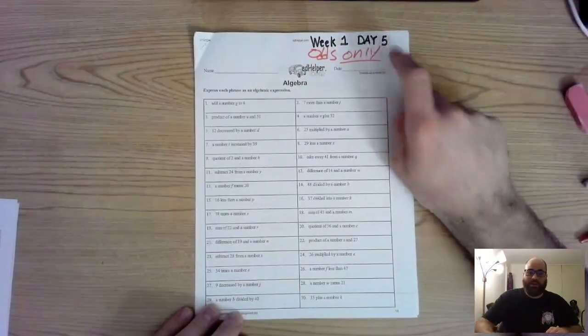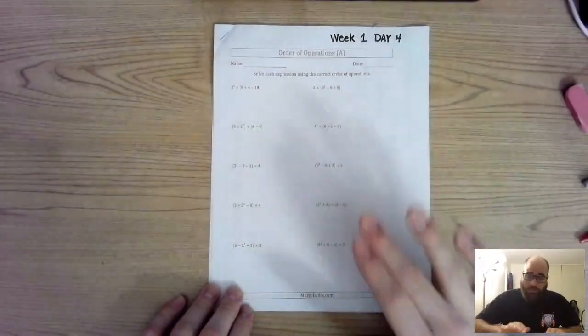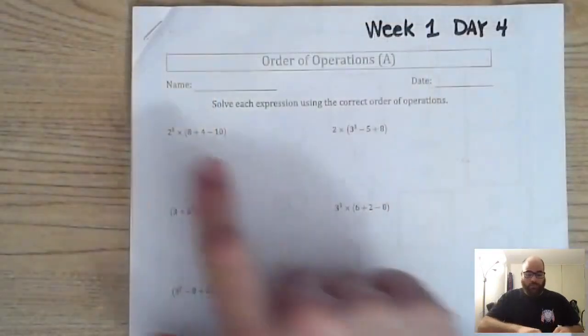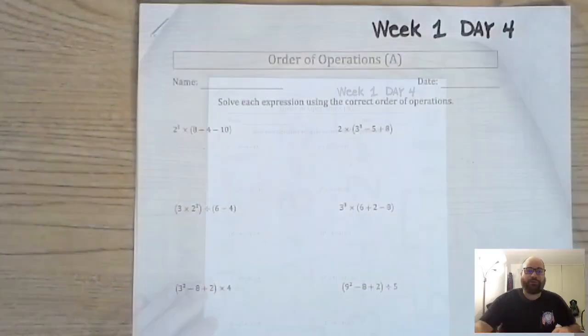And I want to actually track backwards, not start with day 5 yet, but go back to day 4. This page was the actual work. This is what I wanted you to focus on. And you can see here, this is just order of operations.